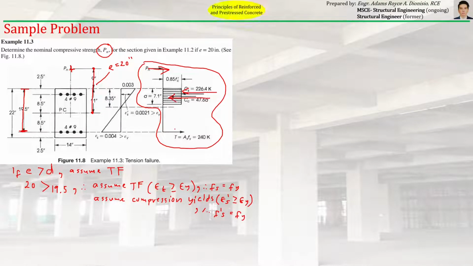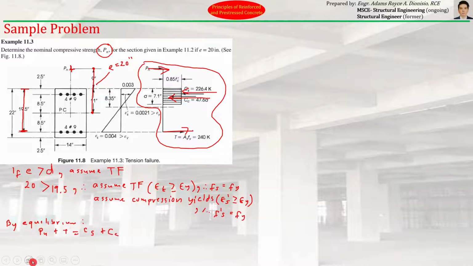Okay? So, by equilibrium, we can say that yung Pn plus T must be balanced by Cs plus Cc. Okay? To make things simpler, yung plus T dito, lipat na lang natin dito sa kanan para naka in terms of Pn na siya. Okay, so burahin ko na siya dito. And then, substitute natin yung mga corresponding values nila.